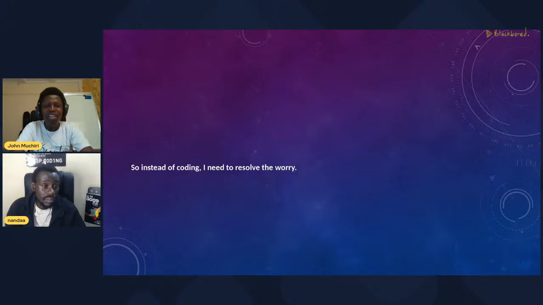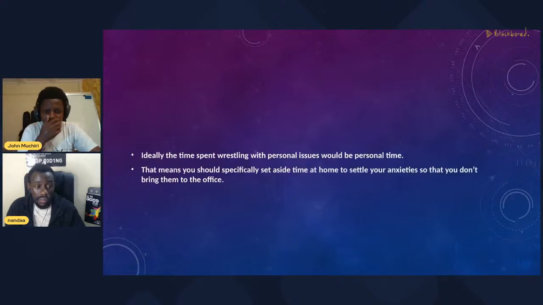Instead of coding, you need to resolve the worry. If it's things to do with death, things to do with family, you have to create time, maybe 1 hour. Speak with your loved one, call them, solve everything out, and then you go back to coding. Don't go to coding when you have all these things bugging your head. You're not going to write good code.